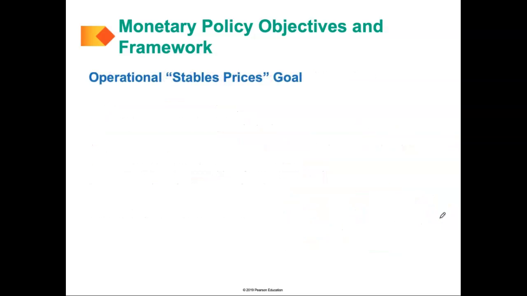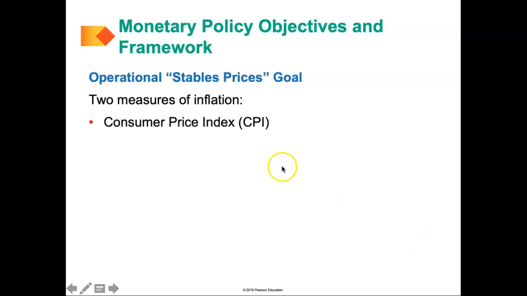Now, there are two measures of inflation the Federal Reserve basically pays attention to, and we've already seen how to calculate inflation. You guys are experts at calculating inflation. So remember the first one. The first one was what we call CPI. Do you remember what the CPI stood for? The CPI stood for Consumer Price Index.